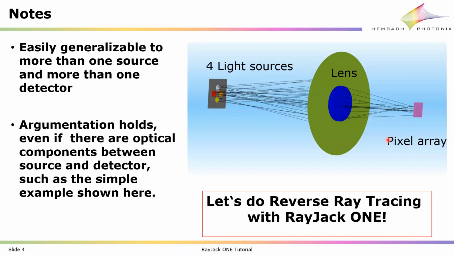This method can be easily generalized to more than one source and more than one detector. And the argumentation holds even if there are optical components in between source and detector, such as the simple example shown here. Here we have 4 light sources. We have a lens imaging them onto a pixel array. Now let's do everything with RayJack ONE.